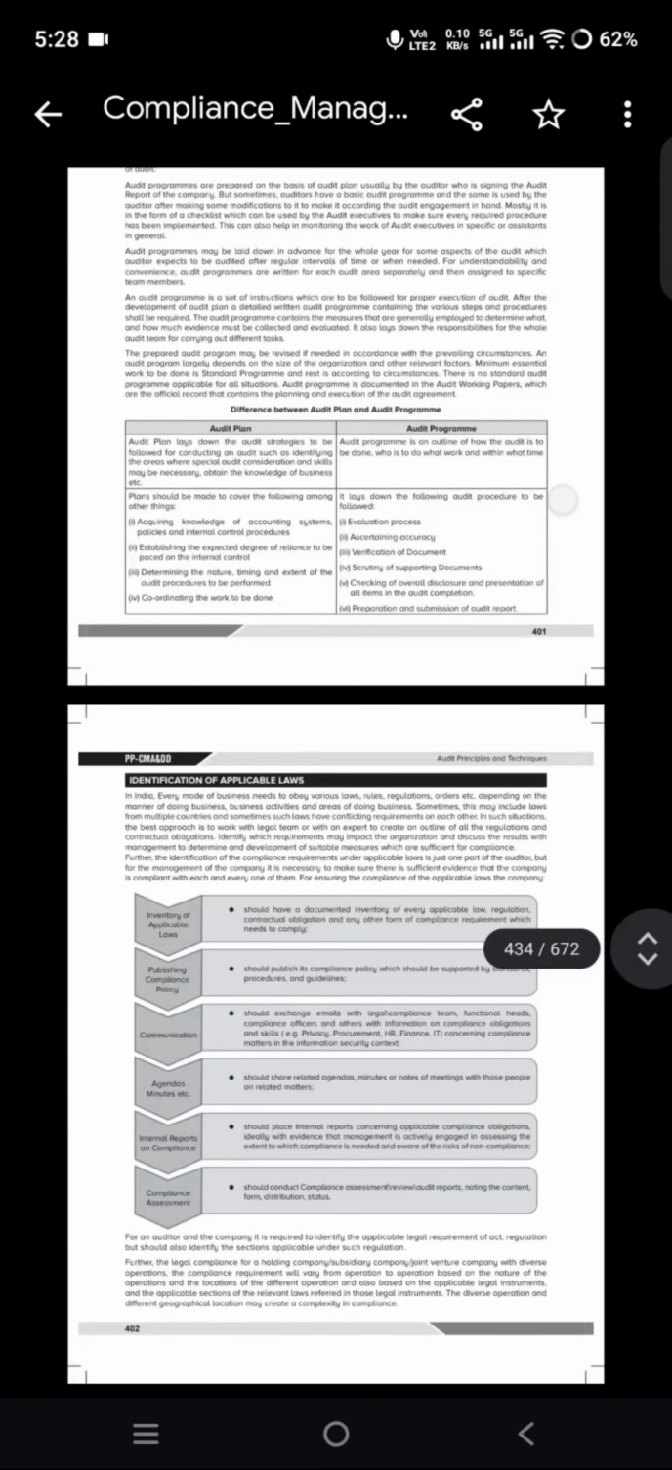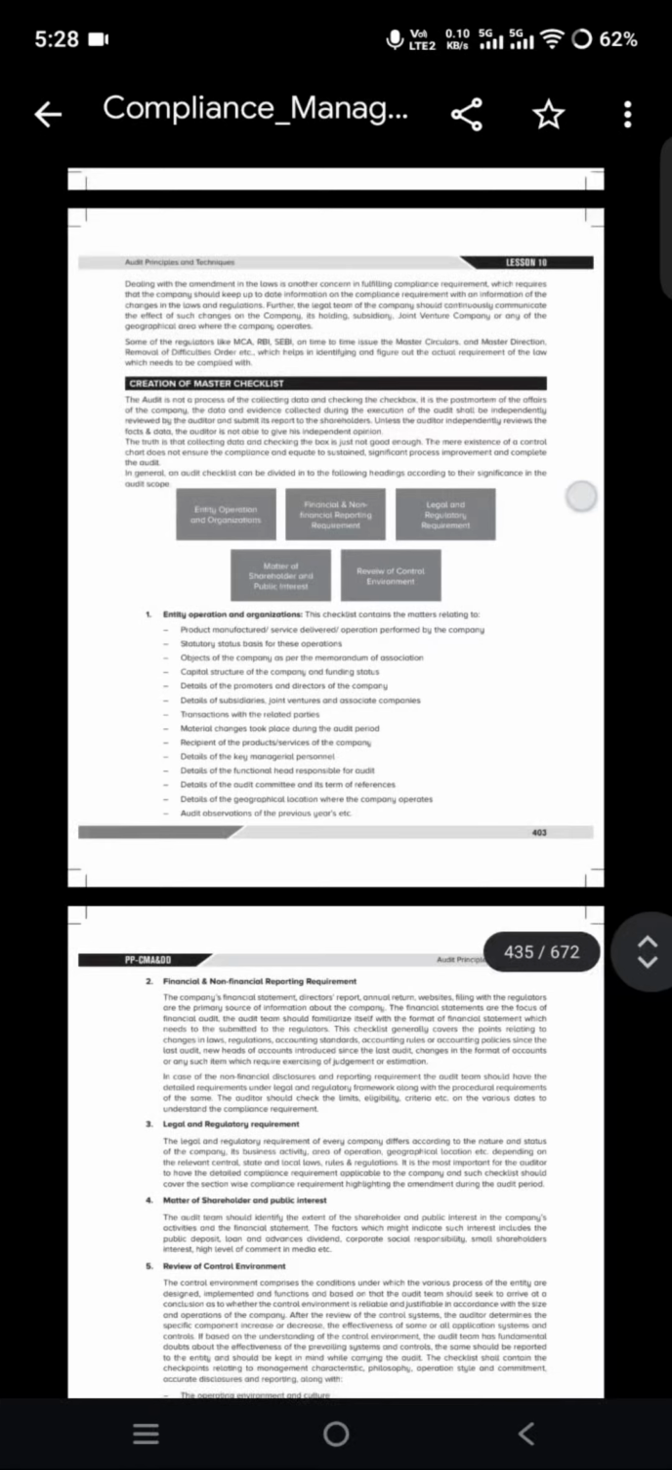Next, creation of master checklist. For creation of master checklist, we can use the first line. Audit is not a process of collecting data and checking the checkbox. It is a post-mortem of the affairs of the company. The data and evidence collected during the execution of the audit shall be independently reviewed by the auditor. Enough, and go to the points.